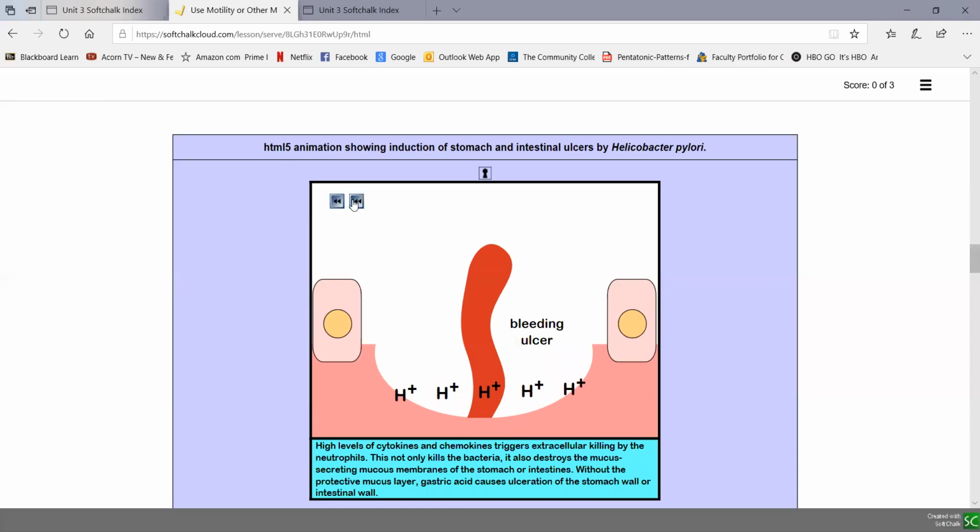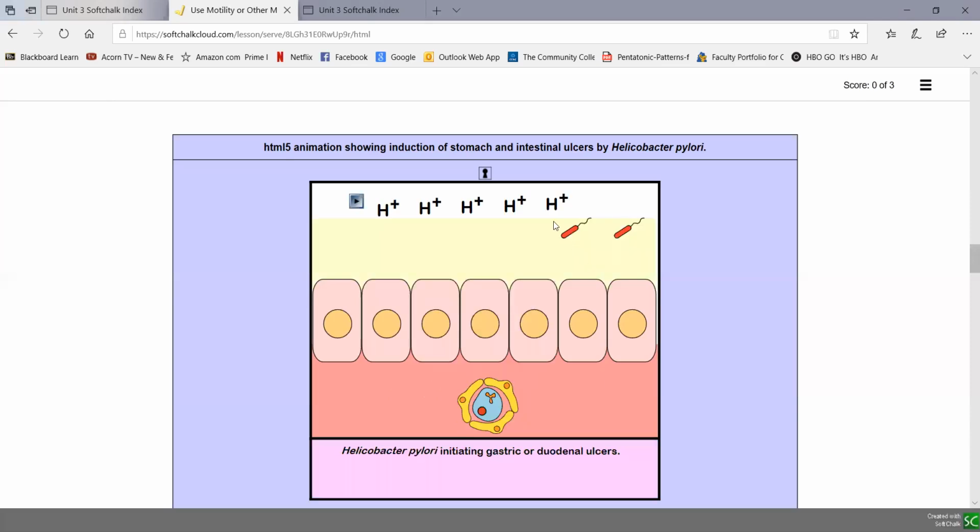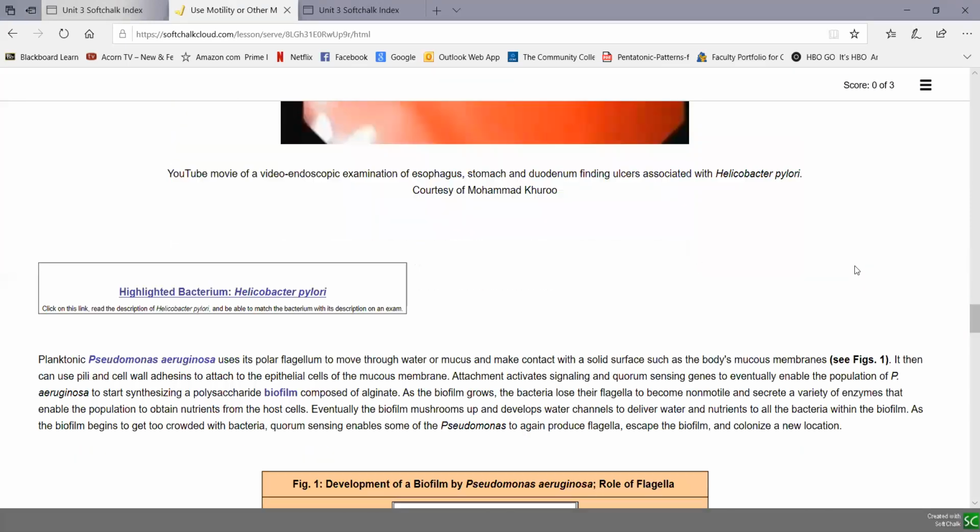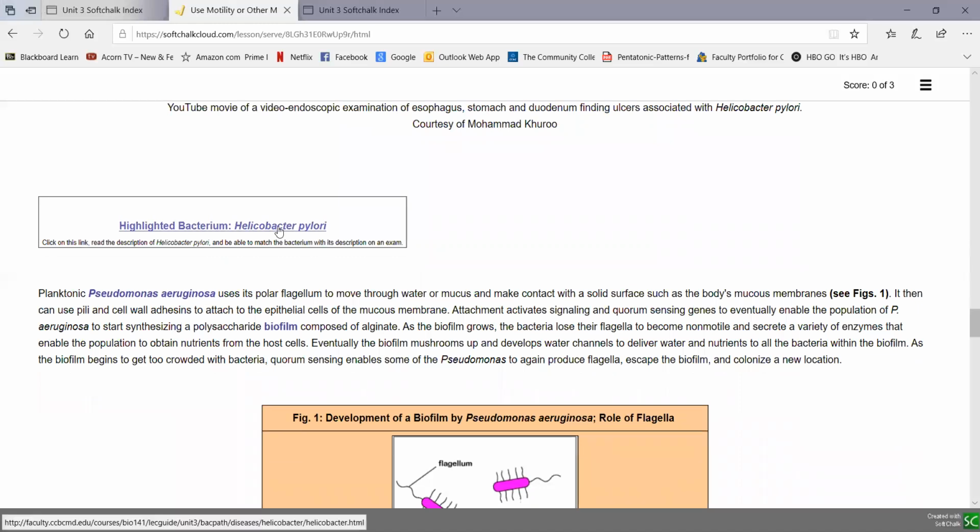But again, what we're concerned with in this particular SoftChalk lesson is the first part here, where the motility helps the bacteria get through the mucus and make contact with cells. And there's our highlighted bacterium, Helicobacter pylori.